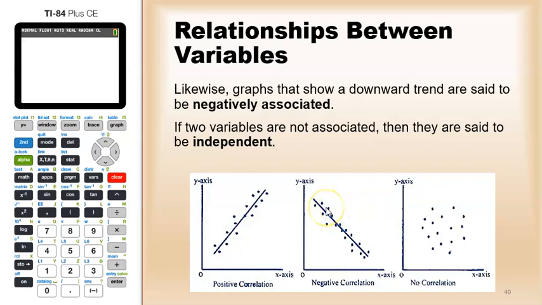Likewise, graphs with a downward trend are said to be negatively associated. And if two variables are not associated, they are said to be independent. So this graph here on the far left, there's this upwardness to it. We call that positive correlation, positive association. Here is a negative correlation or negative association. And this third graph, just kind of a random swarm of dots, we call these independent. One variable has no effect on the other variable.